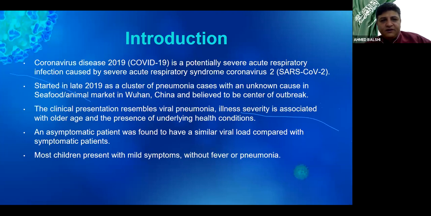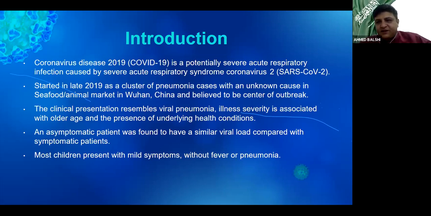About COVID-19, as we know now, this is a coronavirus disease which is called COVID-19. It is a severe acute respiratory infection caused by severe acute respiratory syndrome coronavirus 2. That's why the virus name is SARS-2, but the disease itself we call COVID-19. This pandemic started in late December 2019 in Wuhan, China, at the seafood animal markets, and we believe that this is the center of the outbreak.